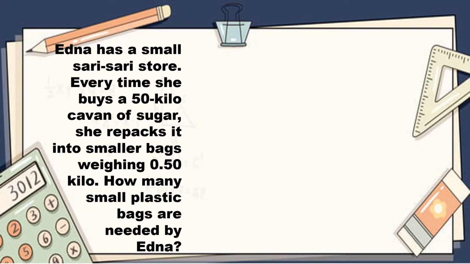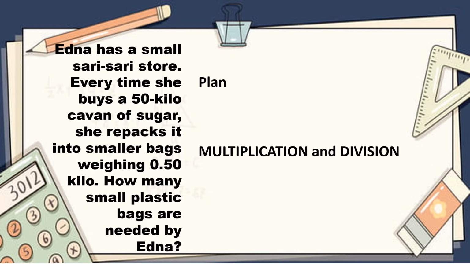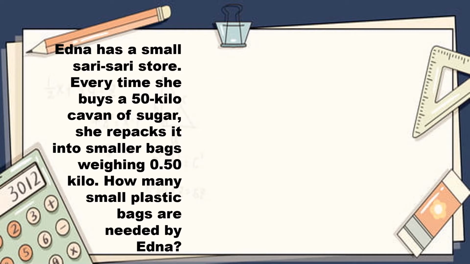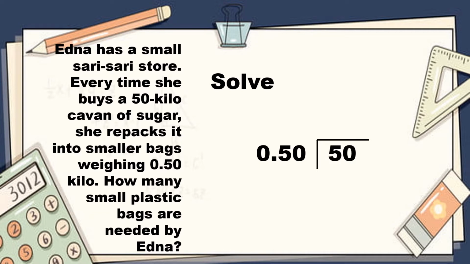Next, let us plan what operation shall we use to solve the problem. Correct. We need to use multiplication and division. After planning, we can now proceed in solving the word problem. So, we will divide 50 divided by 50 hundredths.